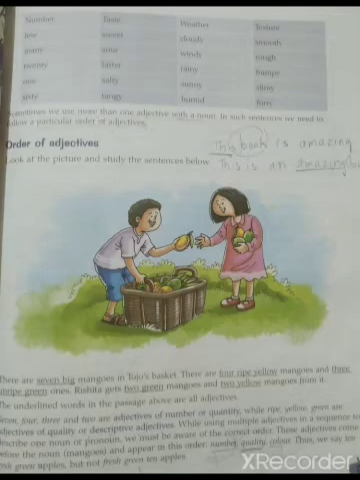Next, adjective of quality, or you say descriptive adjective. Descriptive adjective means the words that describe how something is or how someone is. When you get the answer of how someone is or how something is, that's going to be your adjective of quality or descriptive adjective.